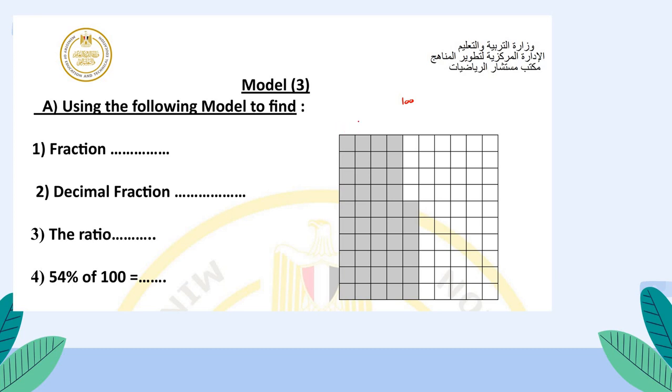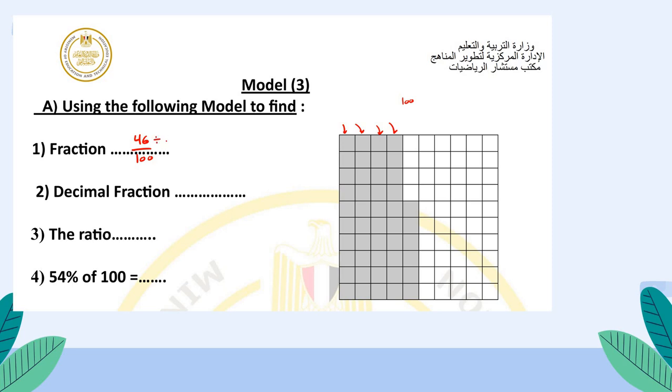Okay, we know that each column represents 10, 20, 30, 40, and then 1, 2, 3, 4, 5, 6. So this is 46 out of 100. Can I leave it like this, miss? No, we have to put it in the simplest form by doing what?